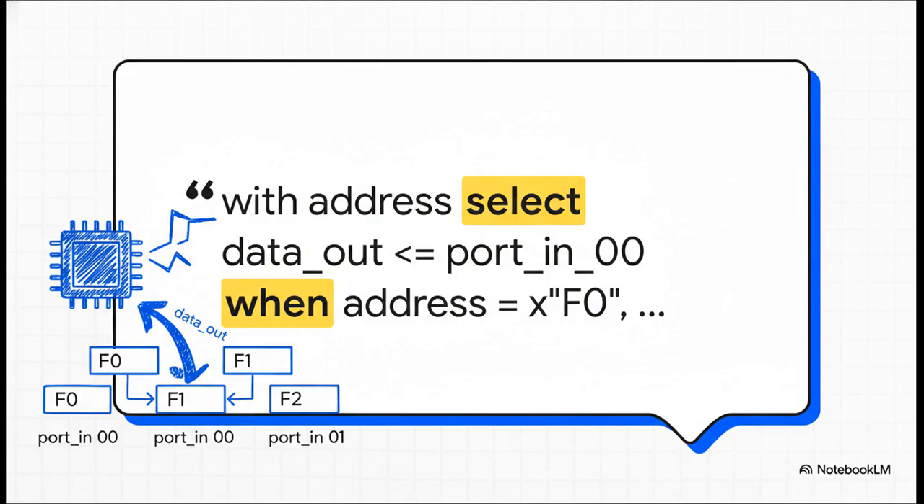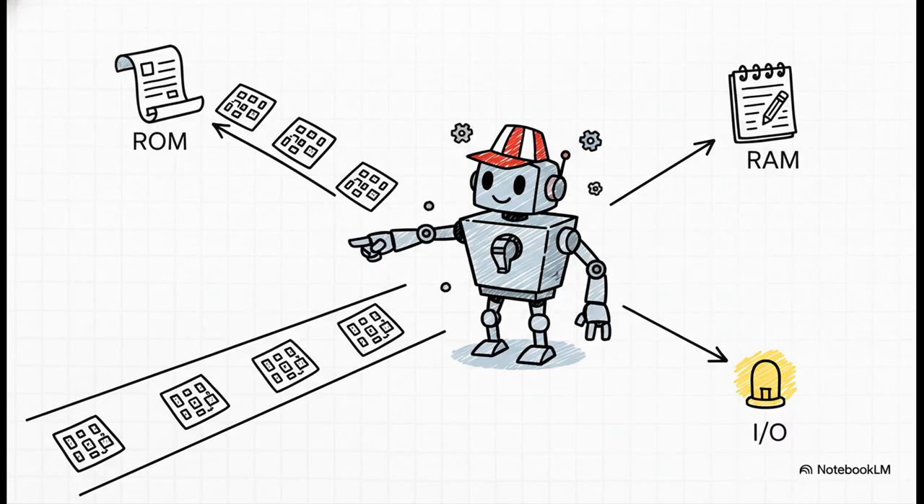It's beautiful. This whole process that we've just walked through has a name. It's called address decoding. All of those when-else statements in the code are just a really simple, super elegant way to build a digital traffic director right into the hardware, making sure every request goes to the right place.